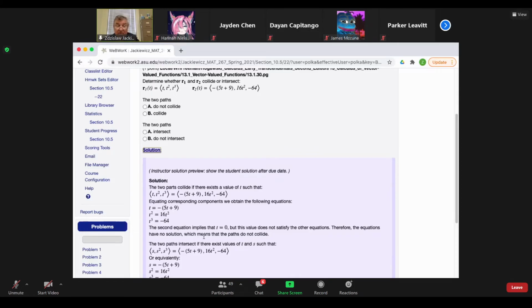So which means that the paths do not collide. No collision. Any questions? Is this clear?